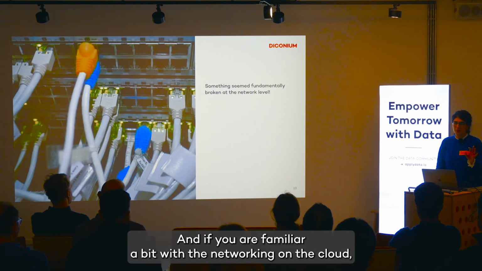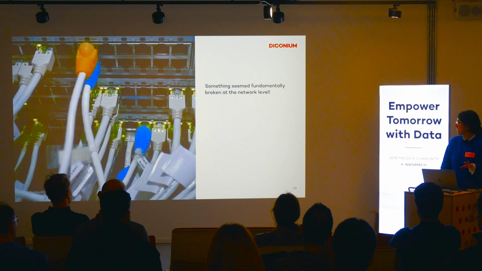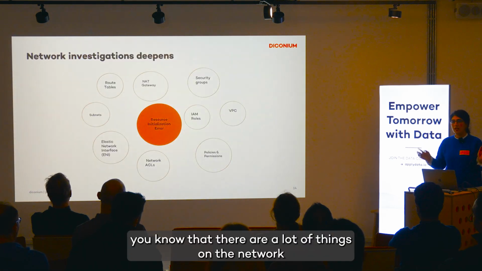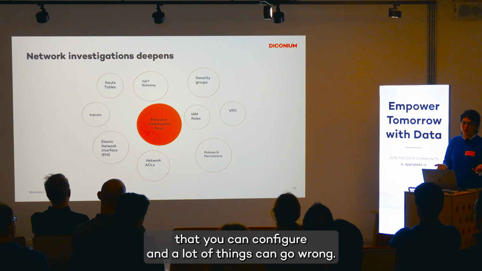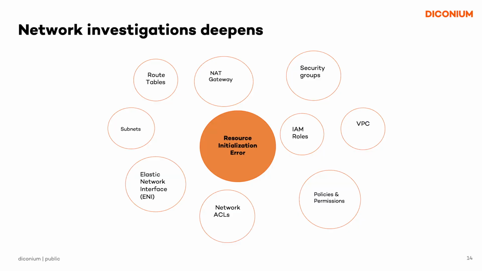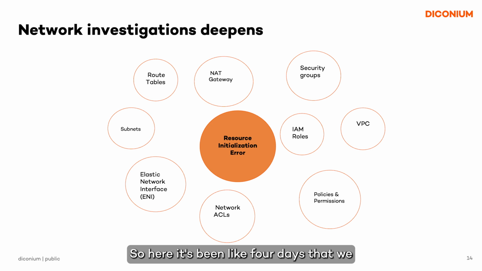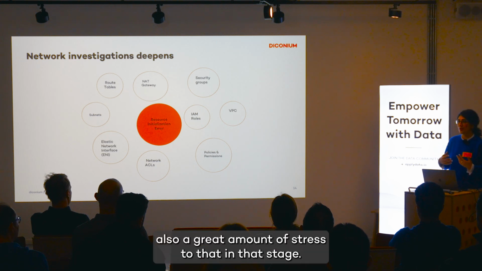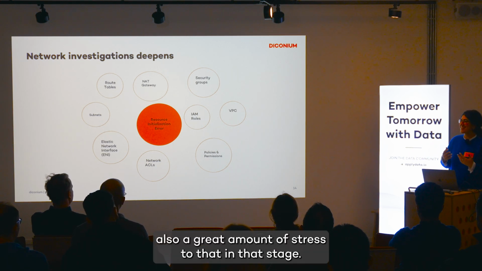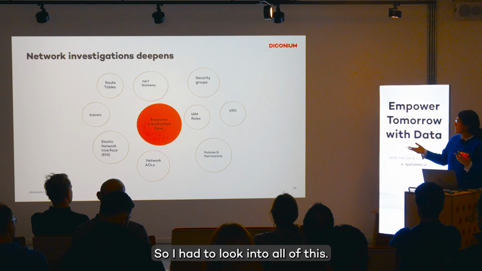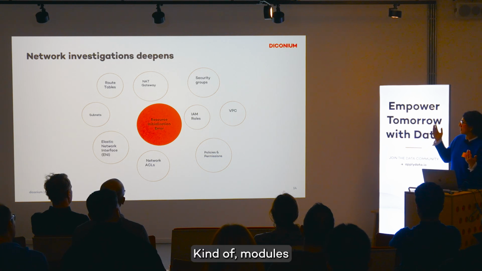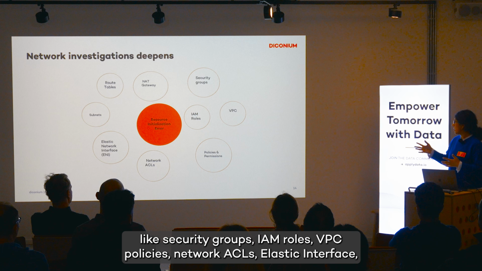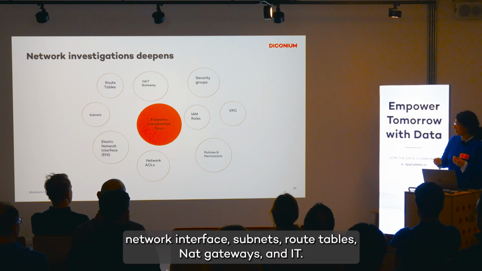And if you're familiar a bit with the networking on the cloud, you know that there are a lot of things on the network that you can configure, and a lot of things can go wrong. So here it's been 4 days that we don't have data, and that added a great amount of stress at that stage. So I had to look into all of these modules: security groups, IAM roles, VPC, policies, network ACLs, elastic interface, network interface, subnets, route tables, NAT gateways.